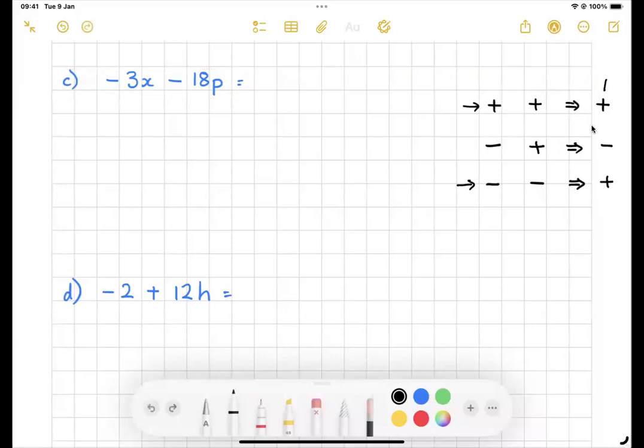Now, if the signs are different, just like this middle one here, whichever way, it could be plus and then minus or minus and then plus. As long as the signs are different, then my answer is a negative. Okay, so keep that in mind because we'll need it for today.